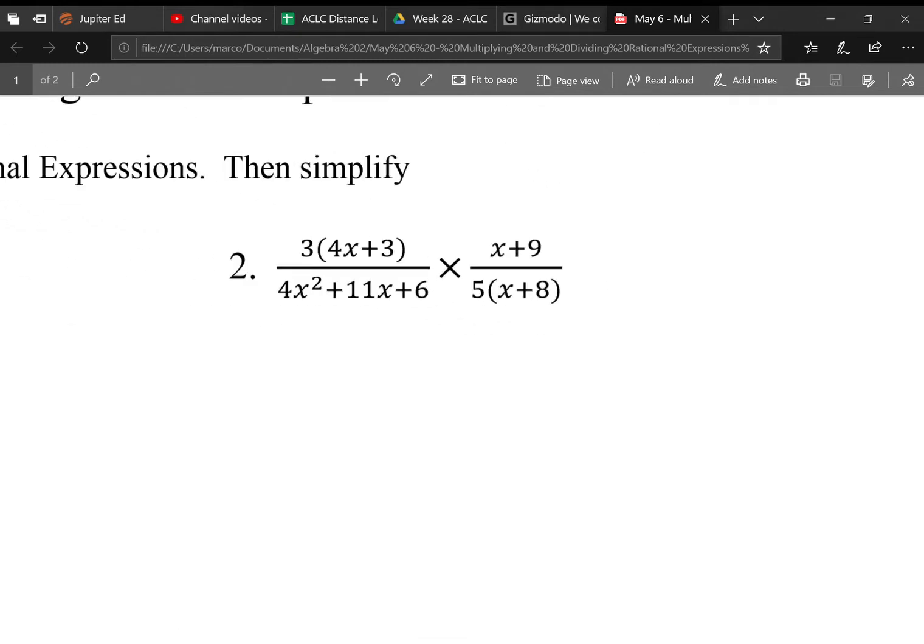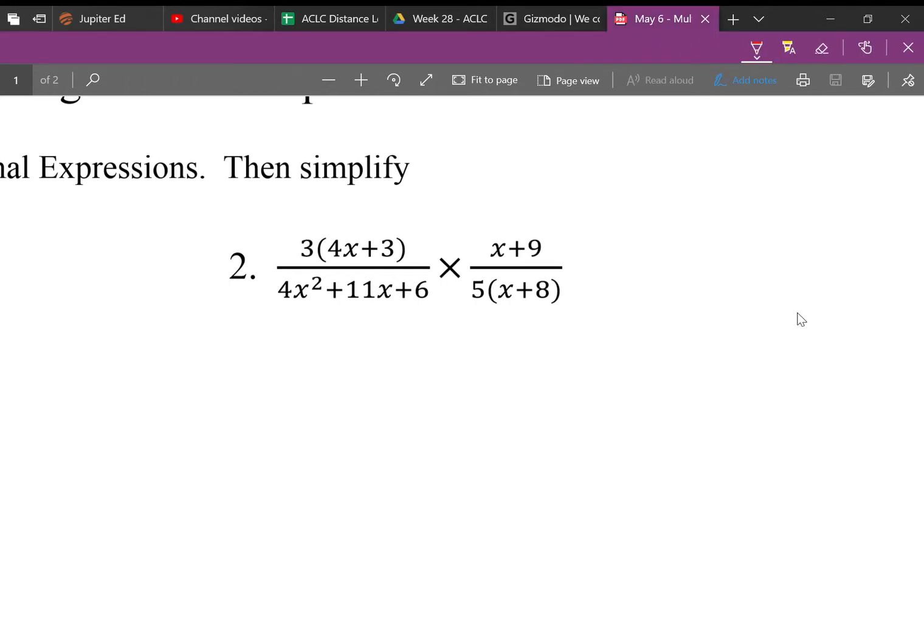All right, so what do I have here? I have a multiplication problem. The top looks factored: x plus 3, you're not going to factor that. x plus 9, nothing comes out of that. x plus 8, nothing comes out of that. But I do have this 4x squared plus 11x plus 6. That's a quadratic and it's probably factorable. Let's just try to factor it and see what we come up with.